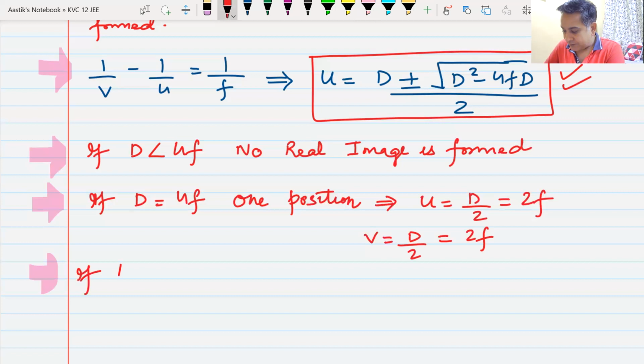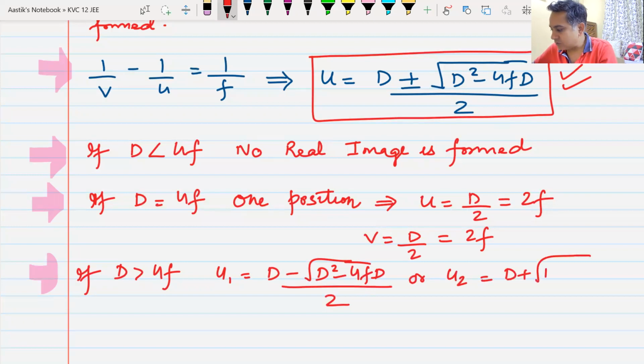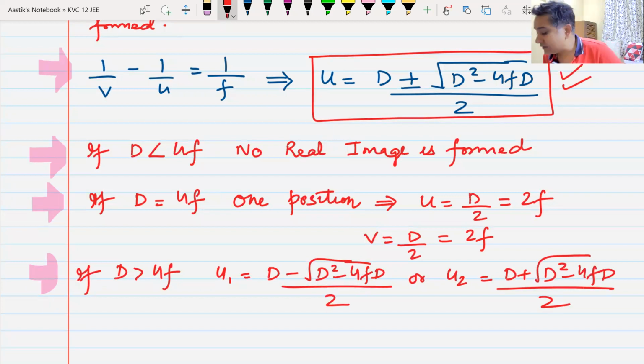Yes, sir. If D is greater than 4F, then you have two positions of U. You can call one as U1, U1 will be (D minus root over D square minus 4FD) by 2, or you can have U2 which will be (D plus root over D square minus 4FD) by 2. So you will get two positions, U1 and U2. Please note these things down.